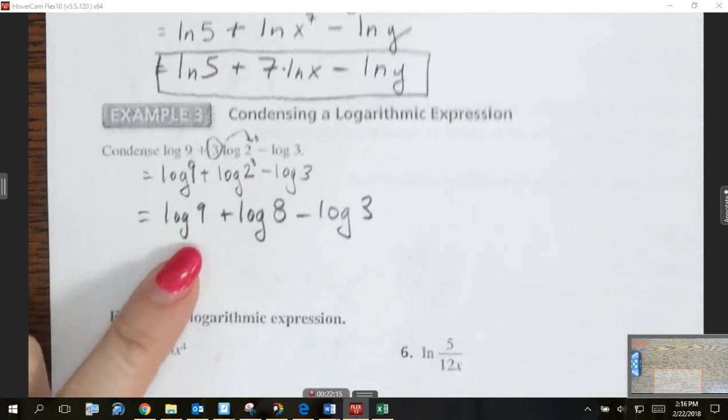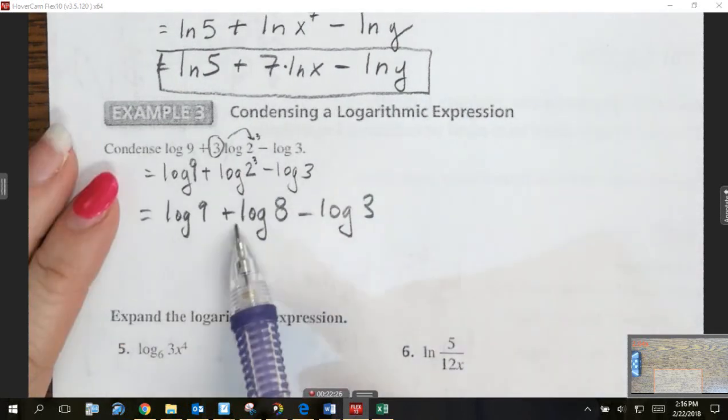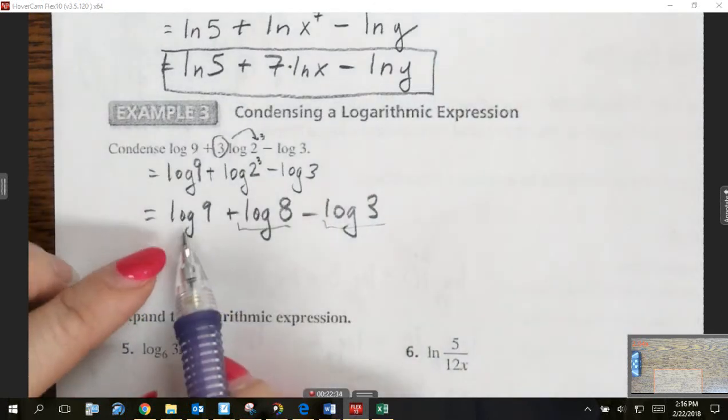Okay, from here, since I have addition and subtraction left, if it is addition, it gets multiplied. If it's subtraction, it gets divided. So this is addition, so that's multiplication. This is subtraction, that's division. But we condense it down to one logarithm. So I'll just do it one at a time.